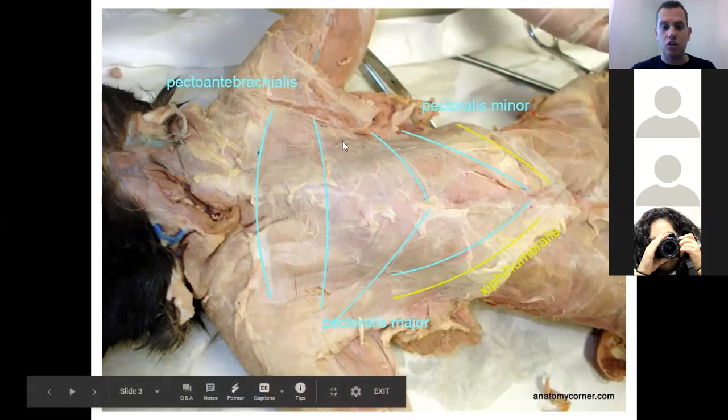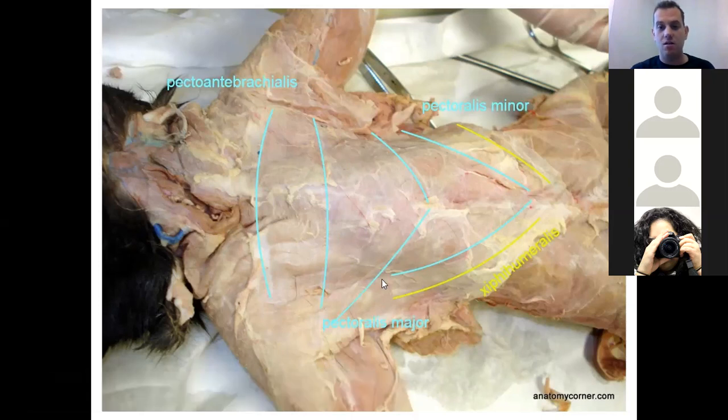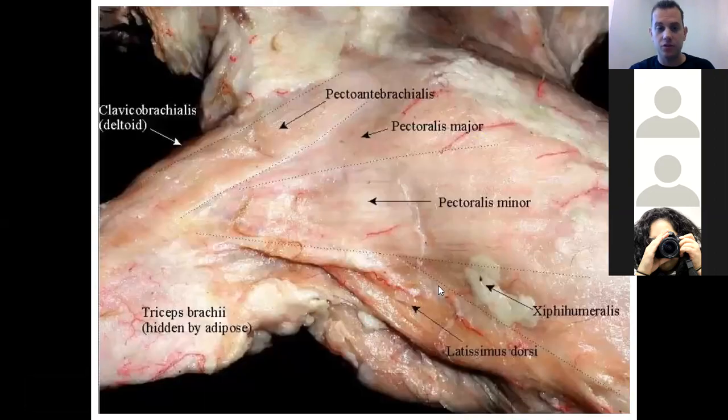The pectoralis major, we have that same muscle in the chest. The pectoralis minor is underneath and smaller; we'll get to that underneath this. And then the other muscle that cats have that we do not have is the xiphihumeralis, which is underneath the pectoralis minor.